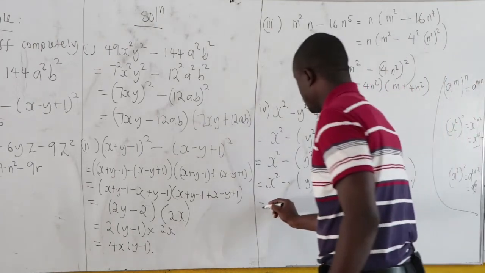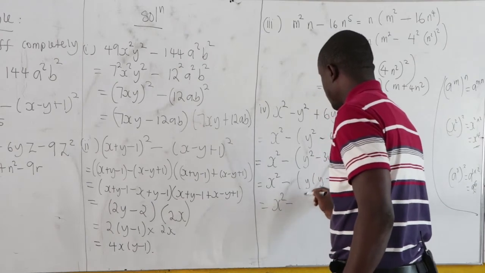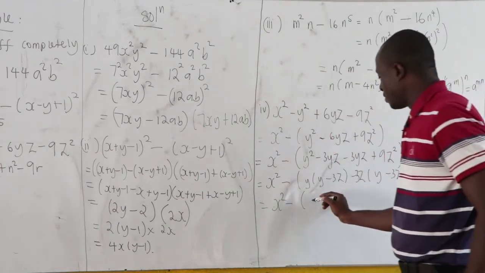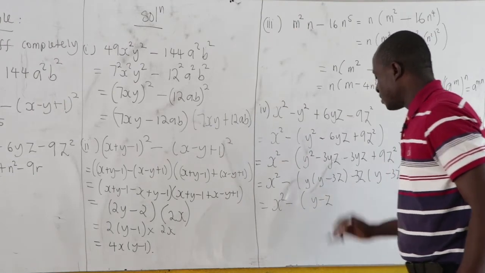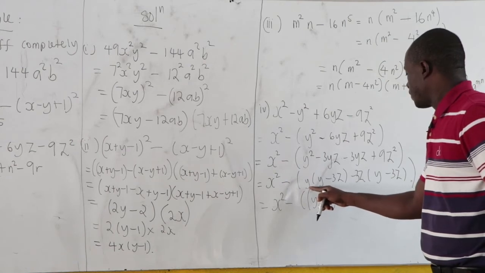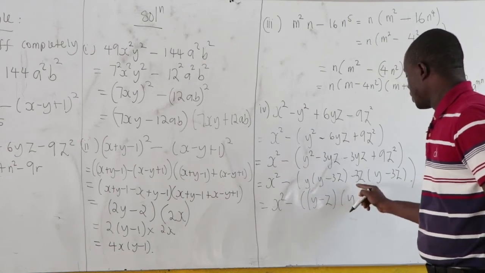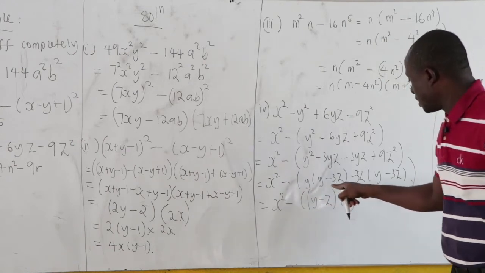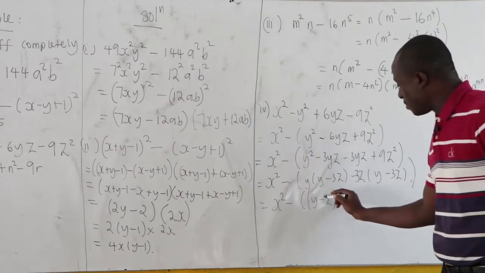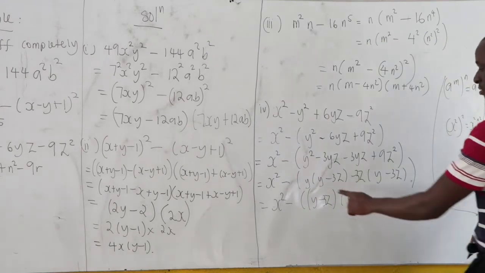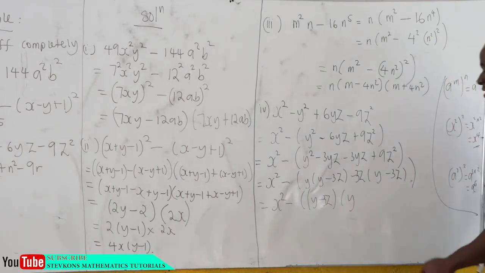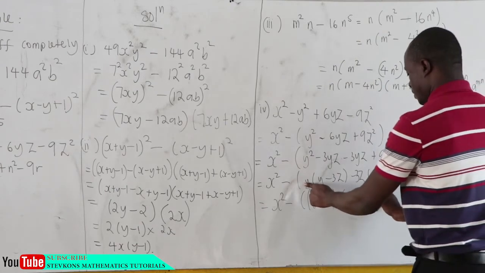Now, what can we see? So we have x squared minus, now y minus 3z common, bring out that one, y minus 3z. What do you have here? y. Now that is, let's see, y minus 3z, y minus 3z. So this is y minus 3z. And you can see y minus 3z, y minus 3z common. Bring it out. What do you have here? y minus 3z.